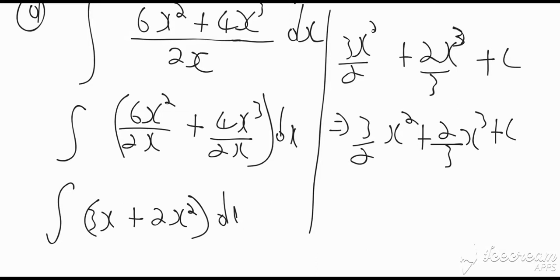And if you want, you could put it in descending order to say 2/3 x cubed plus 3 over 2 x squared plus c.